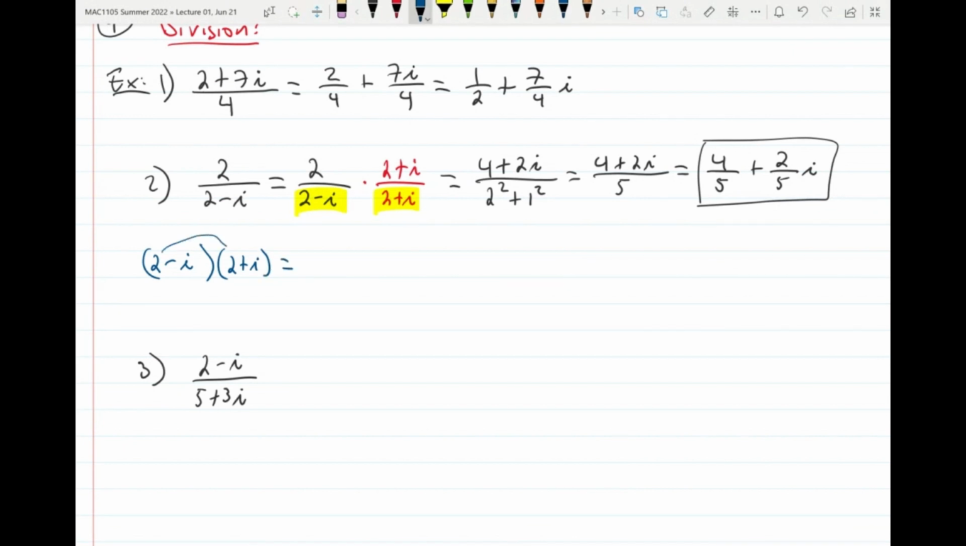What is this? So that's 2 times 2, that's 4. 2 times i, that's 2i. Negative i times 2, that's negative 2i. Negative i times i, that's negative i squared. Right? Now notice how these guys are gone because they are opposite. But then you get 4 minus, now i squared is negative 1. So you really get 4 plus 1 as expected. Right? The thing is that you don't want to be doing this every single time. So it's good to remember that when you do this, you will always get real part squared plus imaginary part squared.